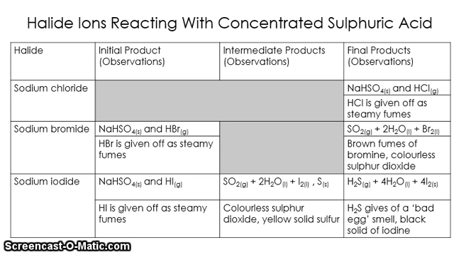So you see the steamy fumes of HBr being given off, but then the Br- reduces the sulfur further, and you end up with sulfur dioxide and water and bromine. So what you see initially is the steamy fumes of HBr, but as the reaction continues, you'd see brown fumes of bromine. You'd also get the colourless gas, sulfur dioxide, being given off, although because it's colourless, you wouldn't easily see it.